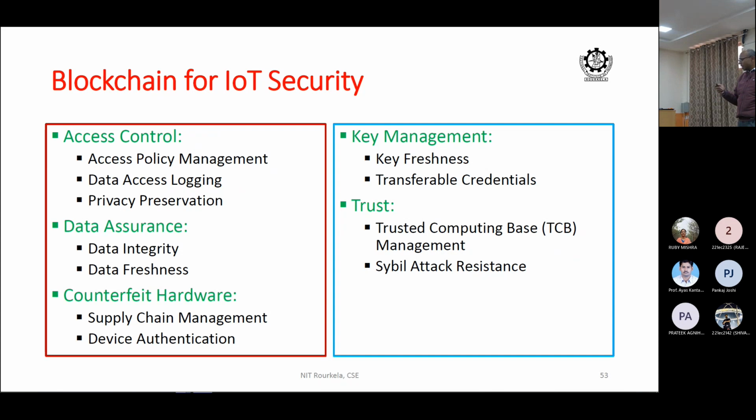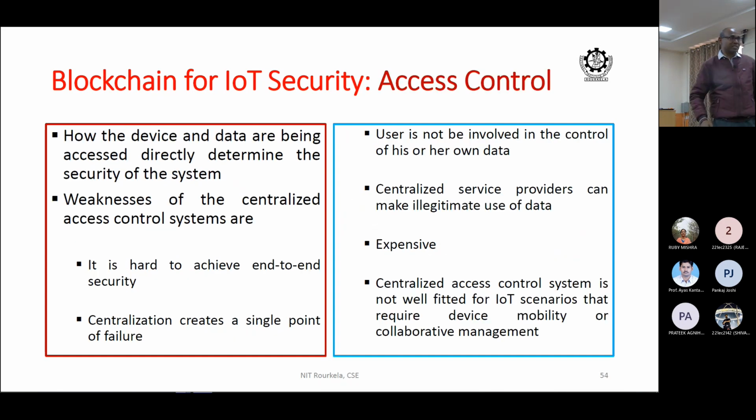Access control: you can manage the access policy, and you can preserve privacy. In data assurance, we looked at data integrity, data freshness, and counterfeit hardware, which can be handled through supply chain management. We can go for device authentication and key management. Blockchain can provide key freshness, and you can have a transferable credential. Then for trust, you can have a trusted computing base, and you can go for registering cyber attacks. Let's look at access control: how blockchain can be used for access control.